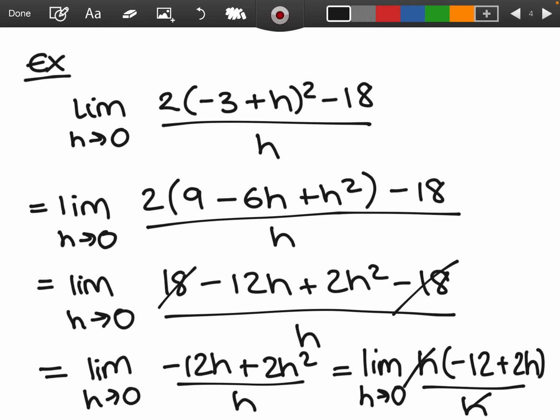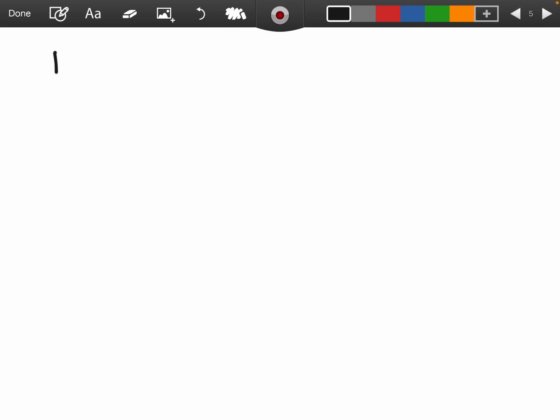And when you do that, at that point, we can plug in h equal to 0, and we see that we get an actual value where dividing by 0 doesn't matter. We just have a linear function in there. So we end up with the limit as h approaches 0 of negative 12 plus 2h, and that gives me negative 12.